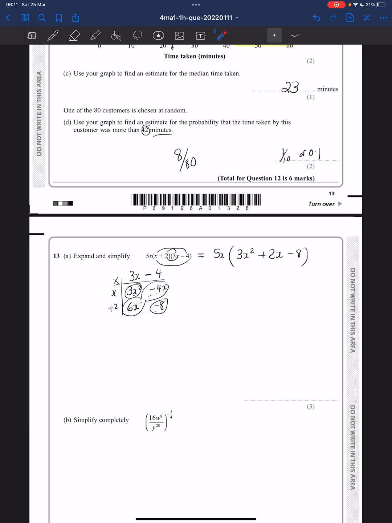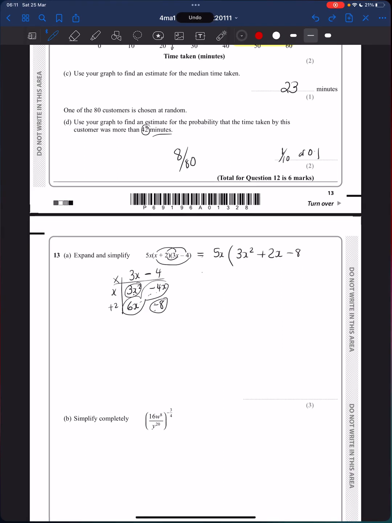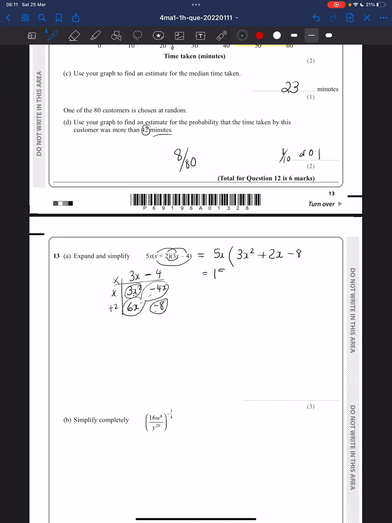So basically all the numbers get multiplied by 5, and then the power of x goes up by 1. So this is going to be 15: 5 times 3 is 15, x times the power of x goes up by 1. Then 5 times 2 is 10, x times x, x squared. Then 5 times 8 is minus 40, and it goes up to an x, because we've got an x there already. 15x cubed plus 10x squared minus 40x.